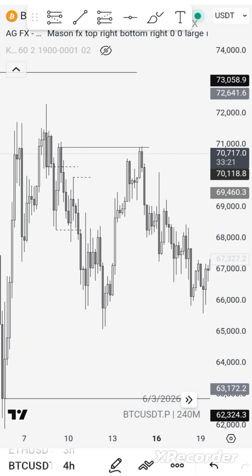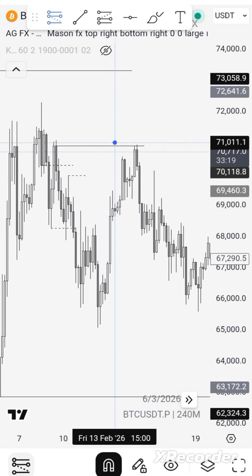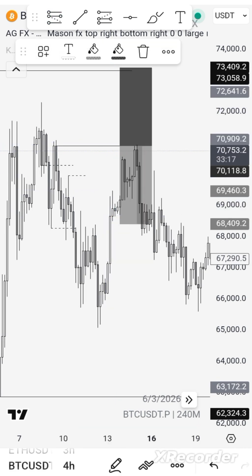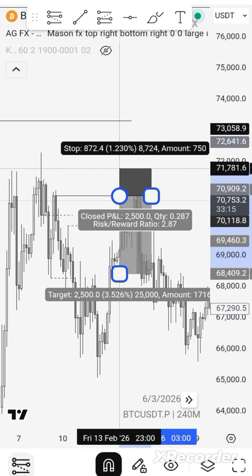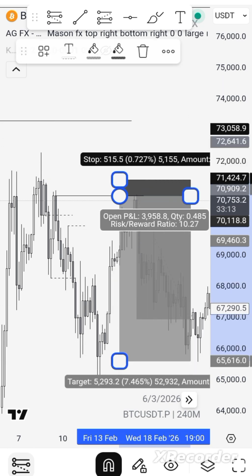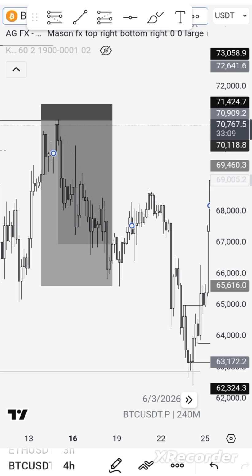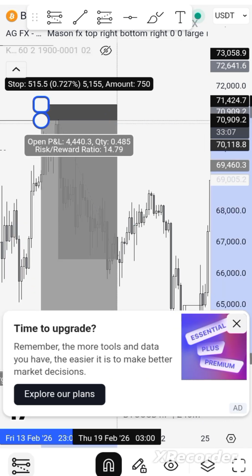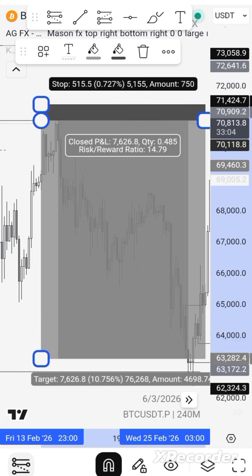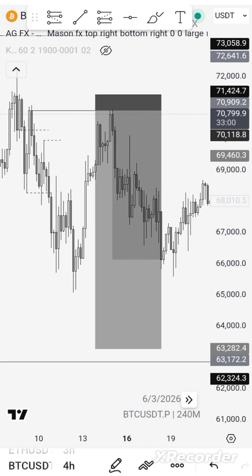And what did price do? Price came back to the apex and sold off from there, massively from there. Can you see? It is very, very simple. Sold off from there. So it is very, very, very simple.